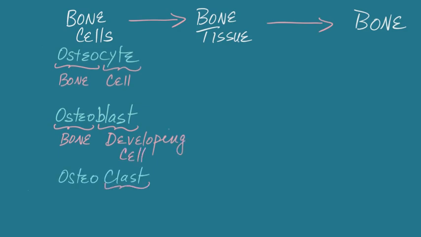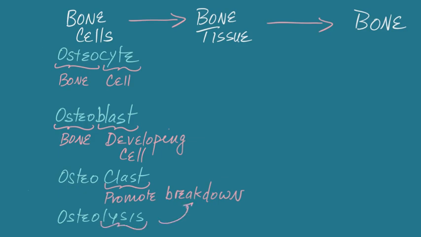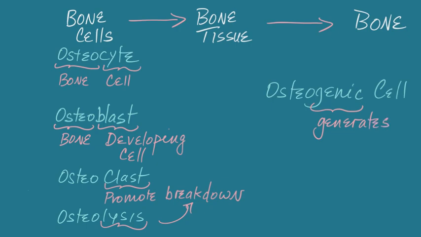The third type of bone cell is osteoclast. Clast means to promote breakdown. So an osteoclast is a cell that promotes bone breakdown. And this is accomplished by a process called osteolysis. Lysis, as we know, means breakdown, and osteolysis means breakdown of bone. Then we have the osteogenic cell. This is not technically a bone cell, but it is a precursor cell that generates the bone cell. The osteogenic cell gives rise to osteoblasts.